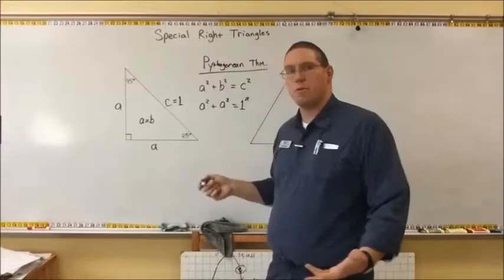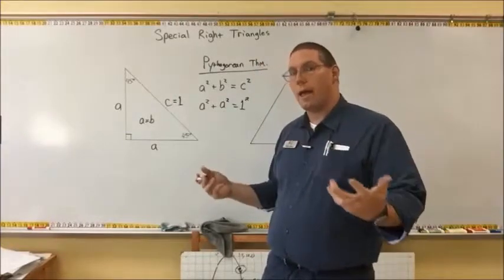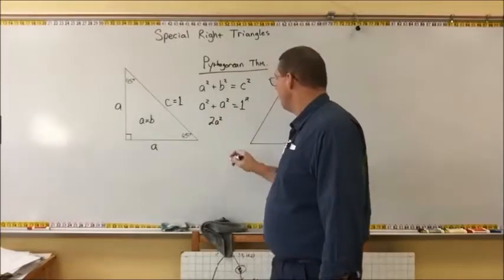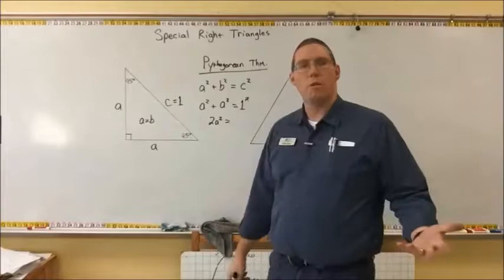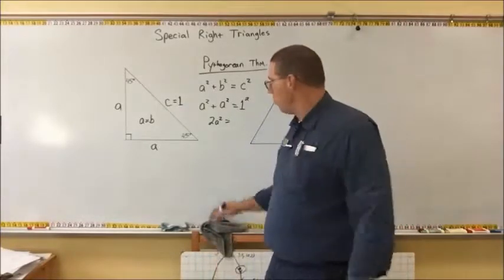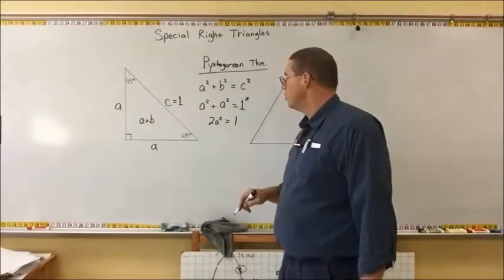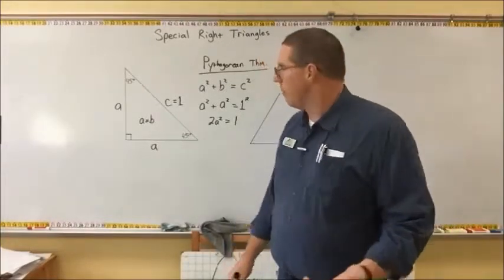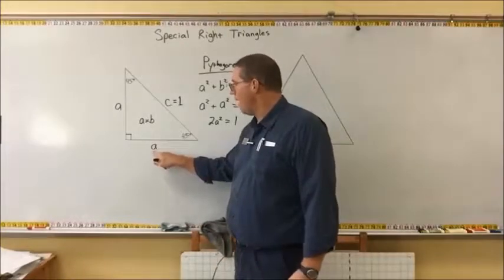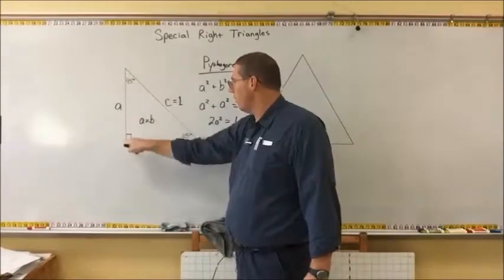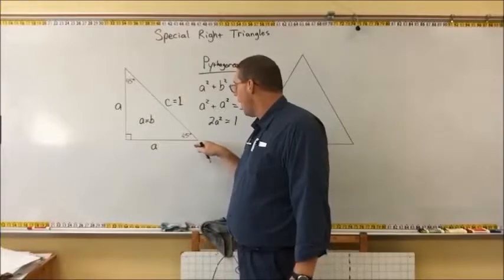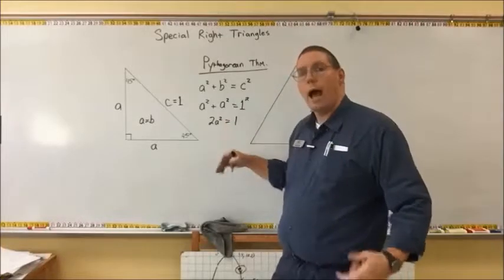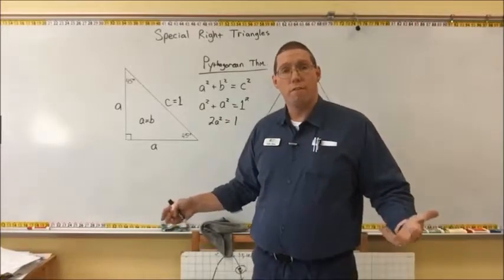Well, A squared plus A squared, that's equal to 2A squared. So we're going to simplify this using algebra. We now have 2A squared equals 1 squared. Well, what's 1 times 1? That equals 1. So 2A squared is equal to 1. What I'm trying to do here, which I didn't tell you at the beginning, is find out how long A is, the length of these legs here. And now that I have a single variable and a single equation, I can solve for A.